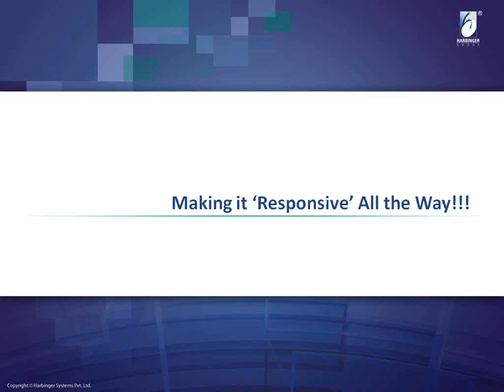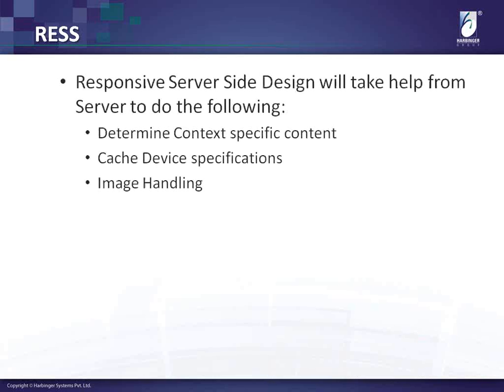Now, other than the strategic limitations which we discussed earlier, some of the limitations like performance and all have some workaround, and this is what we are going to talk about in this section. That workaround is in the form of RESS, responsive server-side design. What responsive server-side design will do is it will take help from the server, and it will have context, it will have device specifications, and it will use all that in determining the server's response. Let me tell you how.